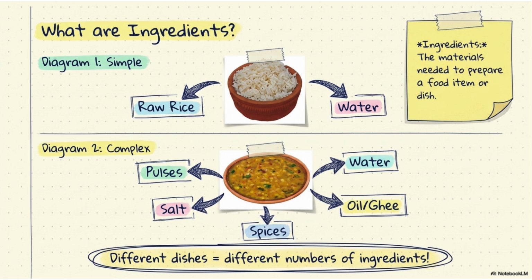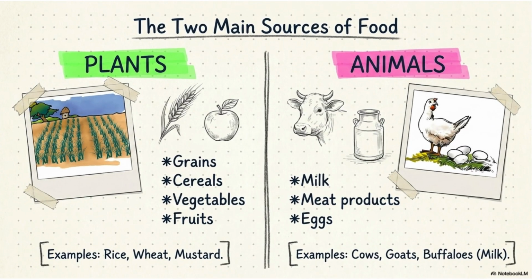Simple, right? But if you want to make a delicious bowl of dal or vegetable curry, things get a bit more complex. You'll need pulses, water, salt, spices, and oil or ghee. The big takeaway here is that every single dish is just a different combination of ingredients.